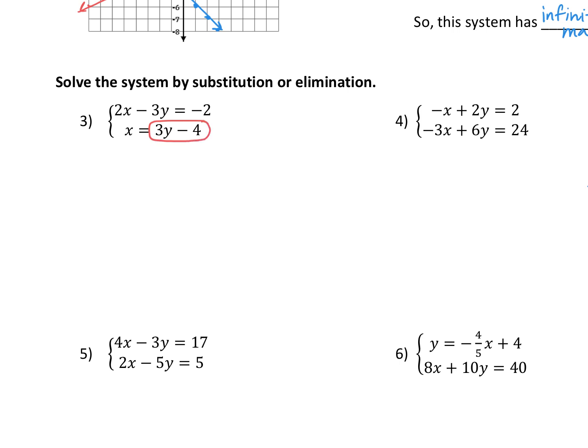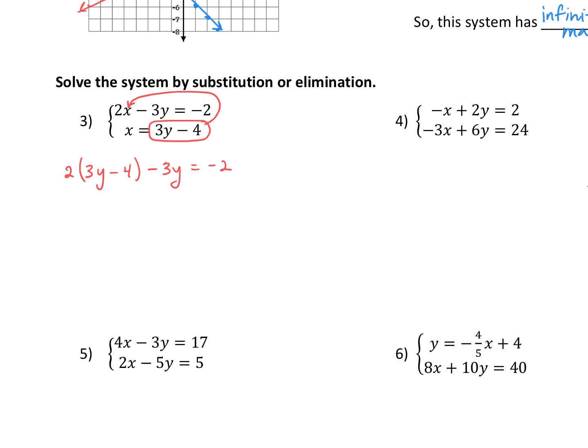So what I like to do is I circle x is equal to that 3y minus 4. I'm going to take the 3y minus 4 and substitute it in for the x variable because x is equal to that. So then we're going to write our equation 2 times, instead of the x, we're going to substitute in a 3y minus 4. Carry down the rest of our equation, minus 3y equals -2.